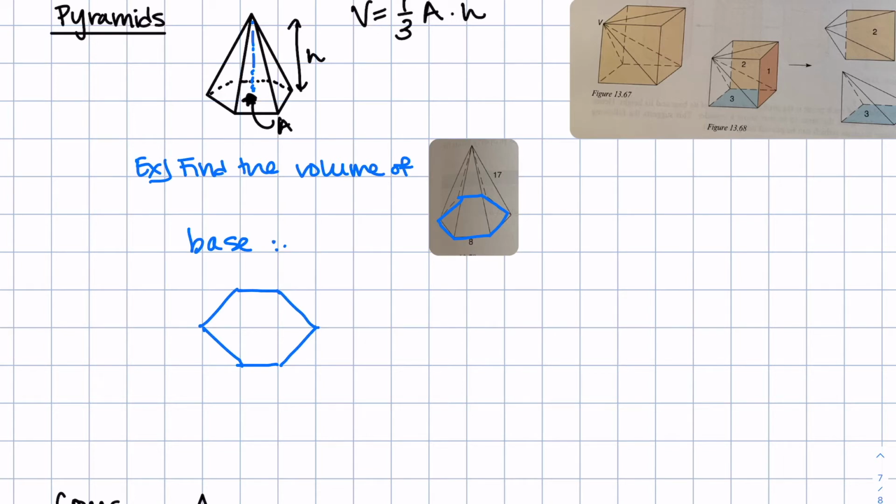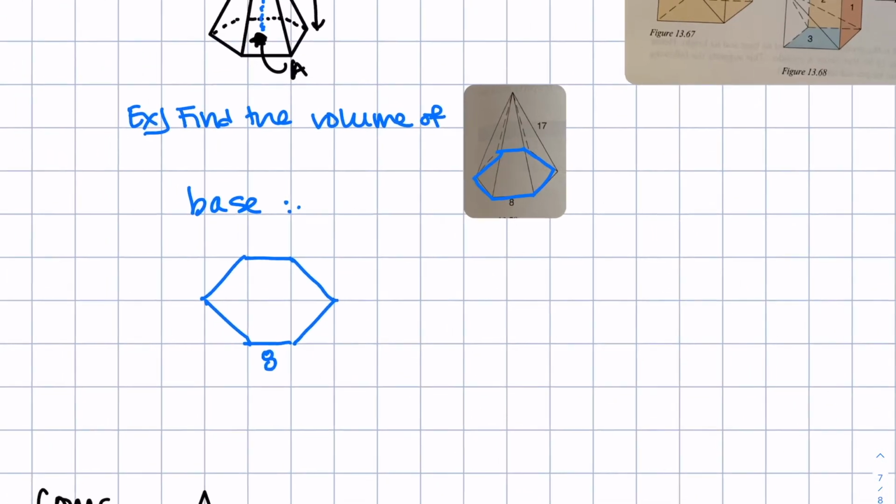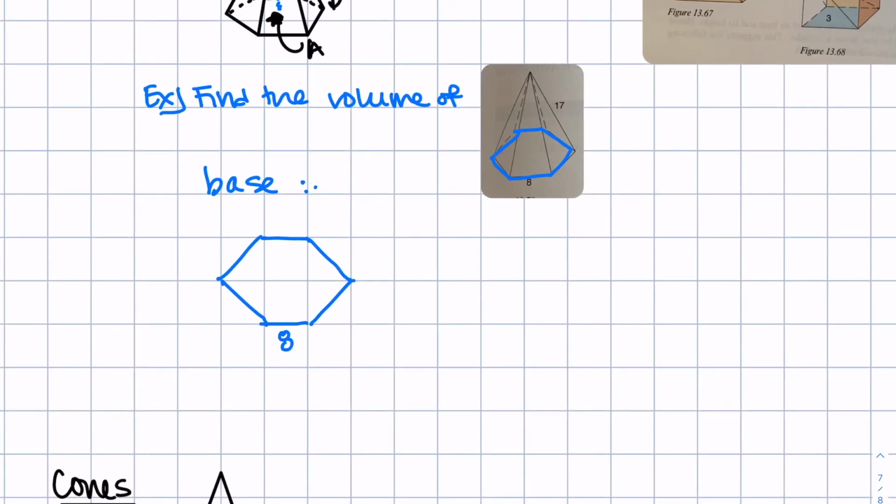Okay, so here's my base. I know this, each of the side lengths is 8, is what this is telling me. And what I want is the area of this thing. And so just like we did with that octagon when we were finding the area of a circle, we want to break this up into a bunch of little triangles.